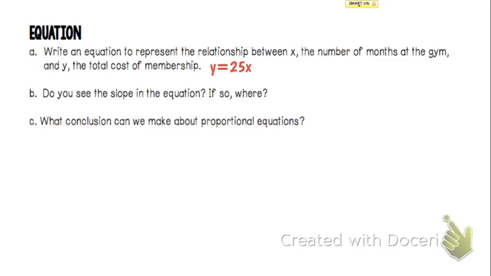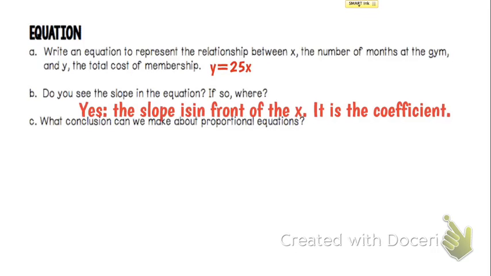So our equation would be y equals 25x. Do we see the slope in the equation? If so, where? Well, yes, the slope is in front of the x. It is the coefficient. So 25, that's in front of the x, is your slope. The number in front of your x, the coefficient in front of x, will always be slope.